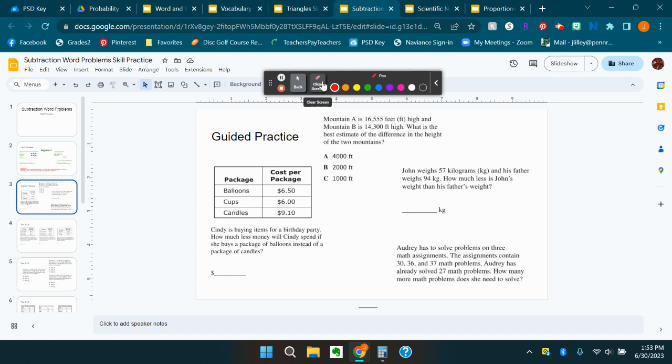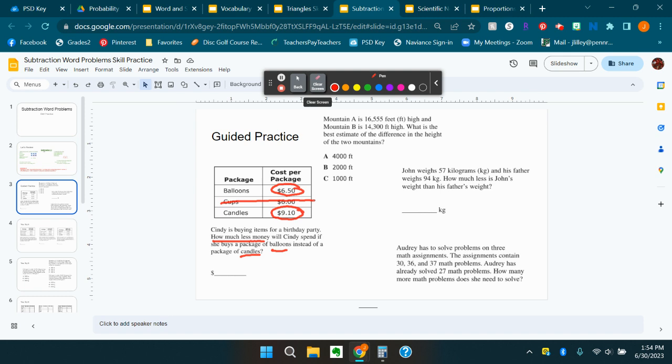In our first example, we have a chart here and we have some birthday party type items, balloons, cups, candles, and then how much each one costs. It says Cindy is buying items for a birthday party. How much less money will Cindy spend if she buys a package of balloons instead of a package of candles? So first thing I'm going to do is circle the dollar amount for balloons and the dollar amount for candles. I can totally ignore the cups because the question doesn't ask about that at all.